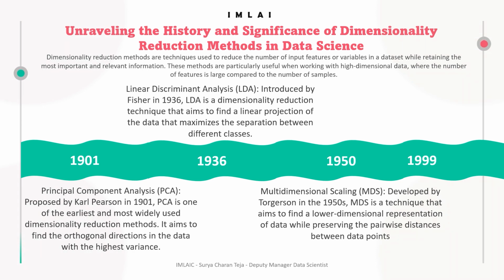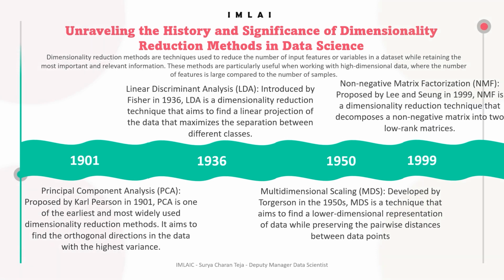Now let's move ahead from 1950 to 1999 and see what happened. Non-negative matrix factorization, NMF for short, was proposed by Lee and Seung in 1999. NMF is a dimensionality reduction technique that decomposes a non-negative matrix into two low-rank matrices, and this is what we call non-negative matrix factorization. So this is the history and significance of dimensionality reduction methods.